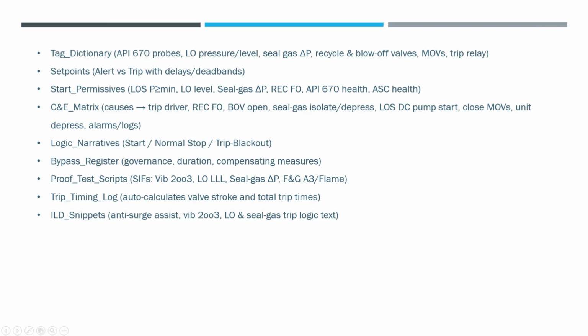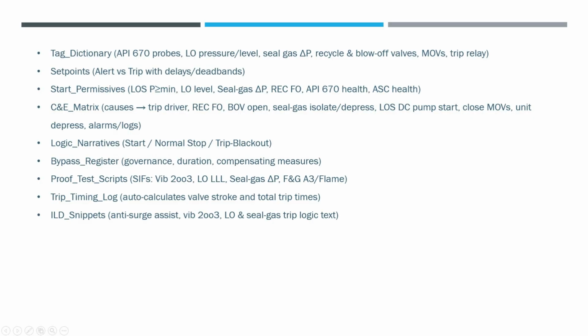Then we set up start permissives: lube oil pressure at or above minimum, oil level healthy, seal gas differential pressure okay, recycle valve feedback open, API 670 health check, and anti-surge controller health.